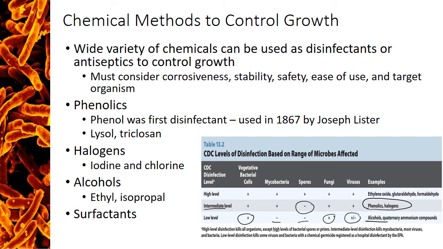You do have some chemicals, things like ethylene oxide or formaldehydes, that you can use for high-level disinfections because they can come close to sterilizing as they remove everything, including the endospores, from a substance.